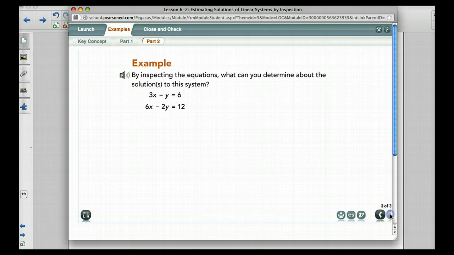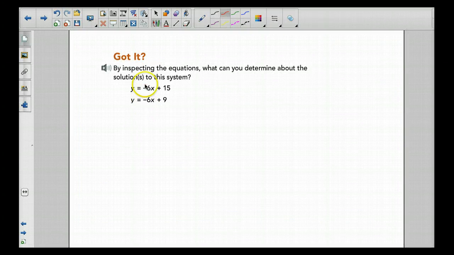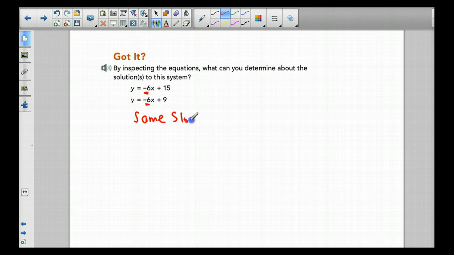All right, and now the next page we go to, this is what's in our student companion, page 132. By inspecting the equations, what can you determine about the solution to this system? All right, so let's go ahead and write. y equals negative 6x plus 15, and y equals negative 6x plus 9. Well, these two equations have the same slope, negative 6. So again, same slope, and in this case, not like the one above, it's negative 6. That equals no solution. This means they are parallel lines. No solution.